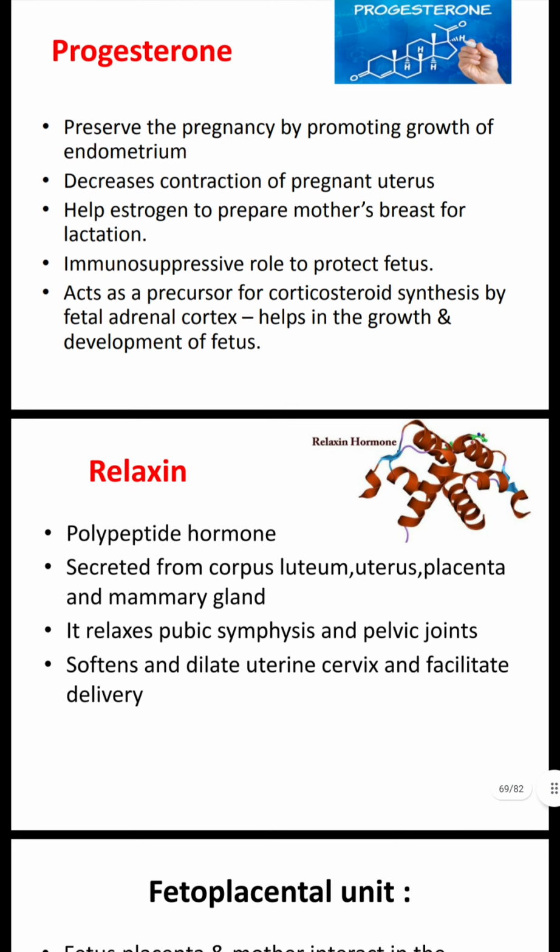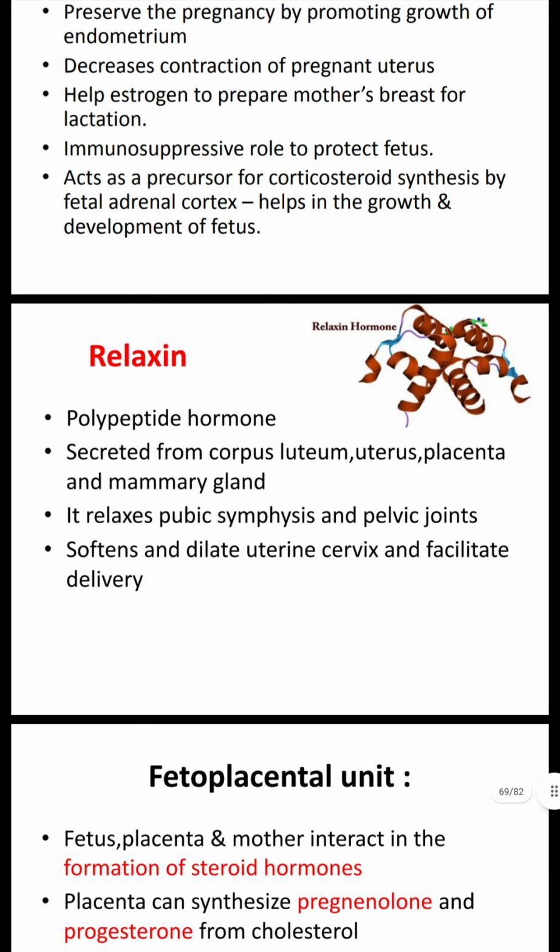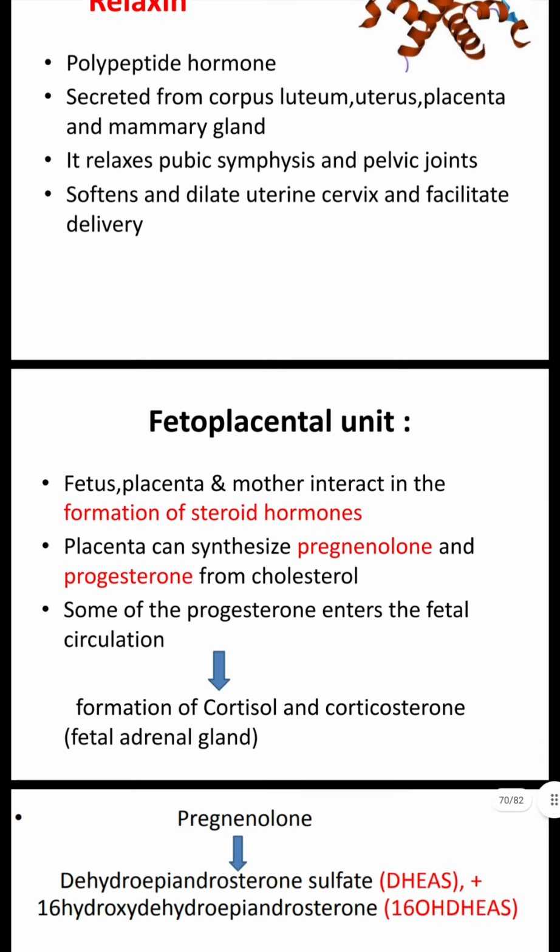Now there is a polypeptide hormone called relaxin. It is secreted from the corpus luteum, uterus, placenta and the mammary gland. It relaxes the pubic symphysis and the pelvic joints. It softens and dilates the uterine cervix and facilitates delivery.